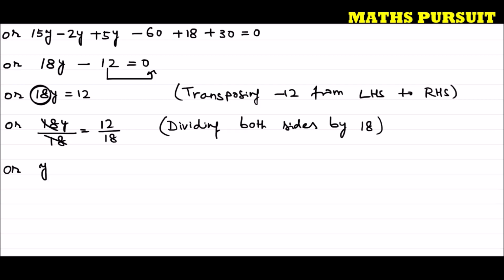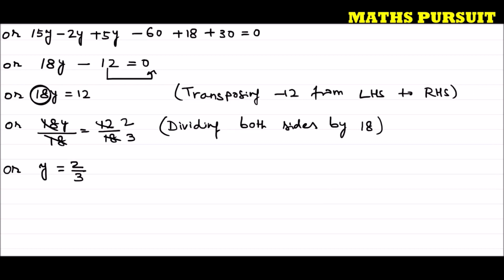I am left with y. y is equal to 12 upon 18. 3 4s are 12, 3 6s are 18. Or directly I can do like this: 6 2s are 12, 6 3s are 18. So what we got here? We got y is equal to 2 upon 3. Guys, this is our answer. We got the value of y as 2 upon 3.